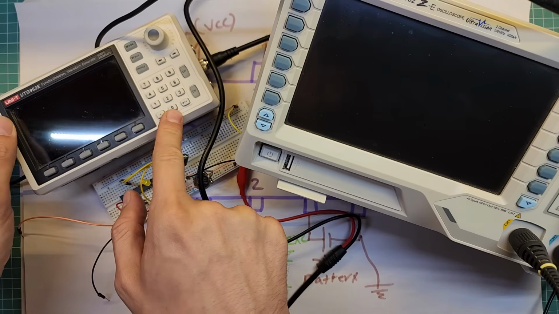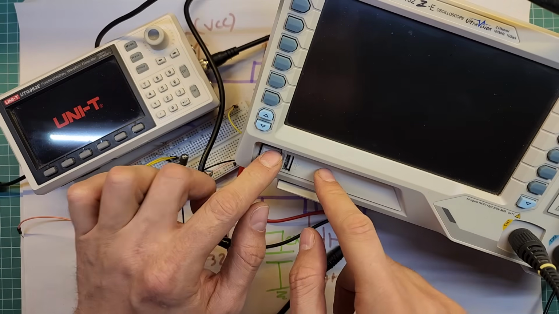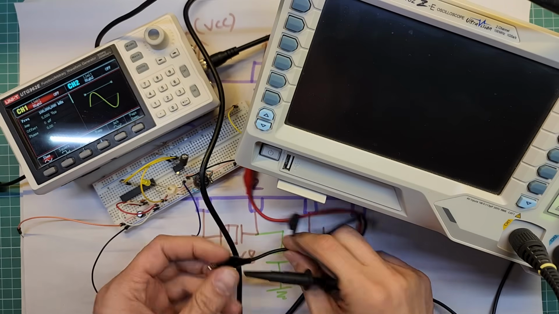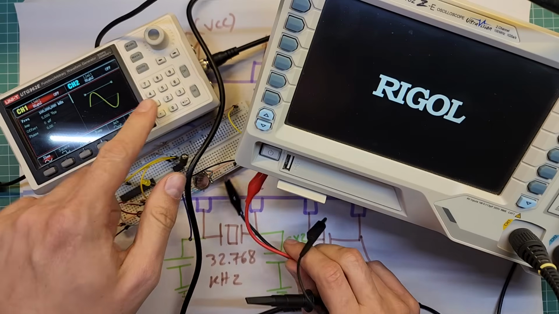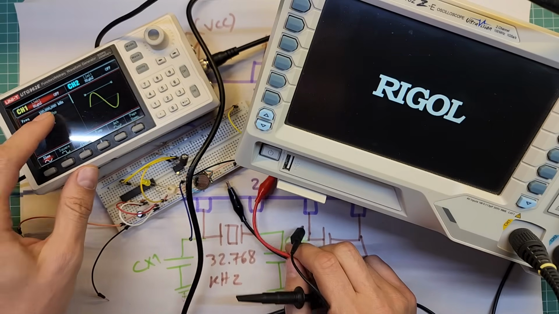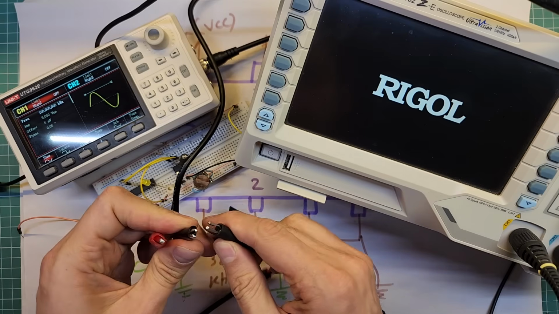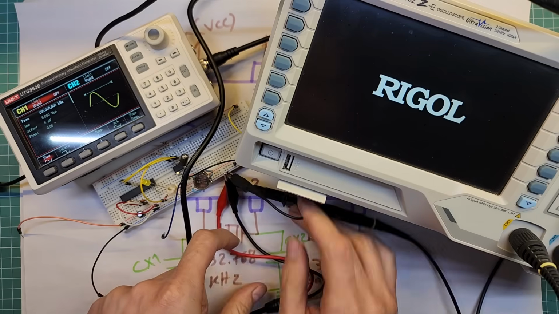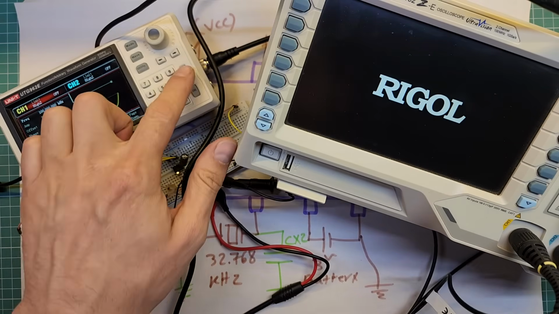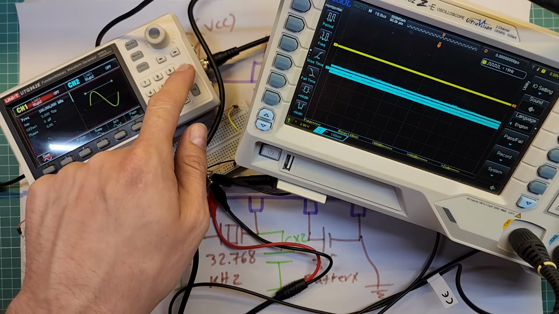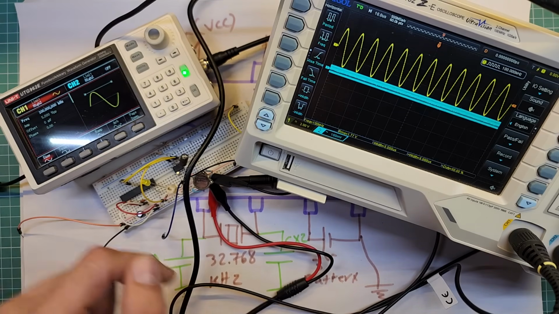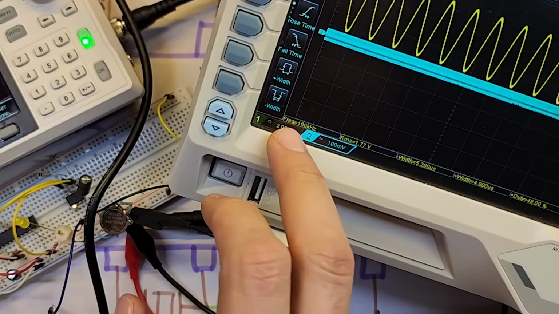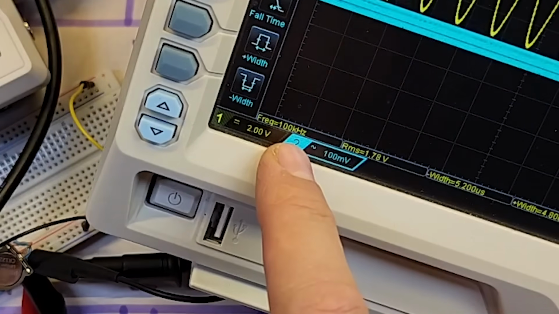Now I'm going to turn on my function generator and the oscilloscope. We have to connect the output of channel 1 on the function generator to channel 1 on the oscilloscope, like this. And I'm going to turn on channel 1 on the function generator. Yes, this signal is generated by this function generator, and it has 100 kilohertz of frequency.